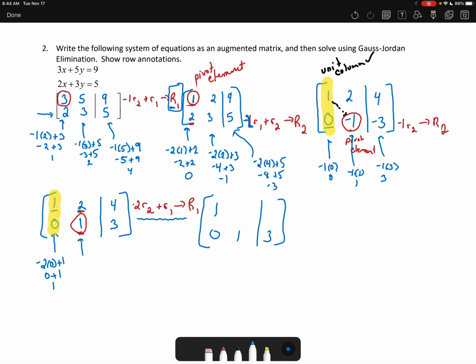Okay, on this, then we would be taking negative 2 times 1 plus 2. Negative 2 plus 2 is 0. Okay, so check. That was what we wanted to happen. And then let's see what happens here. If we take negative 2 times 3 plus 4, we get negative 6 plus 4, negative 2. And now we're finished. We have both of our columns in unit column form.